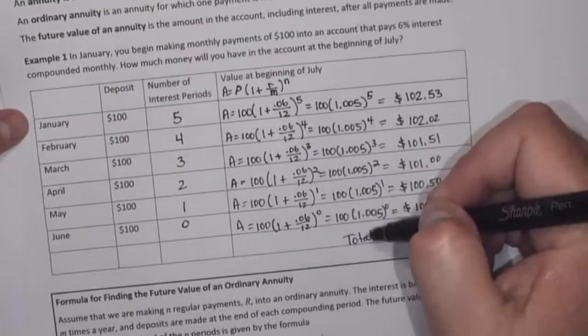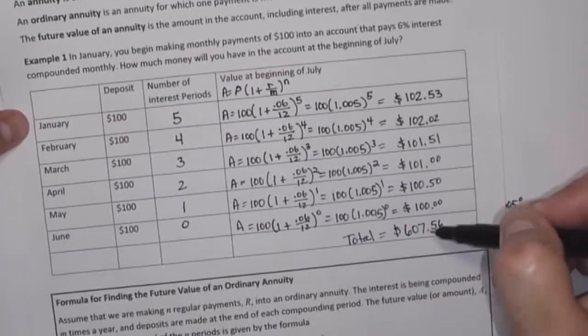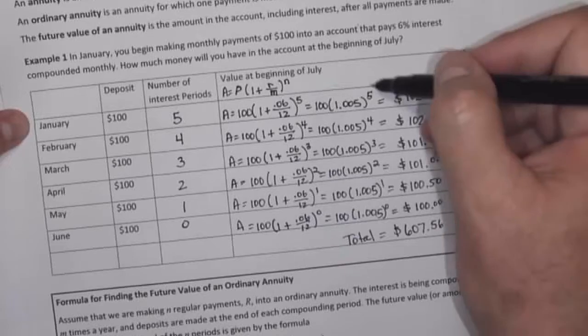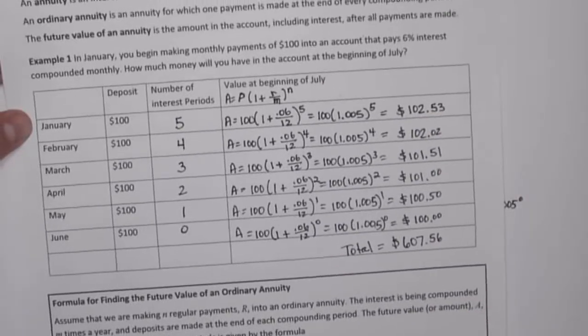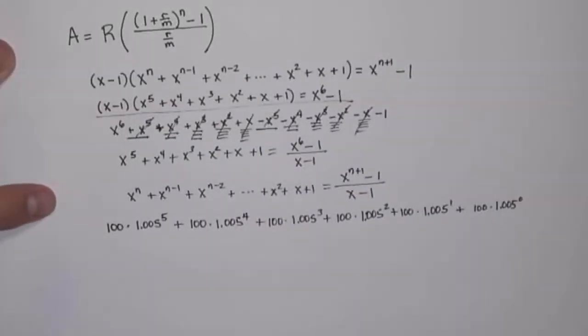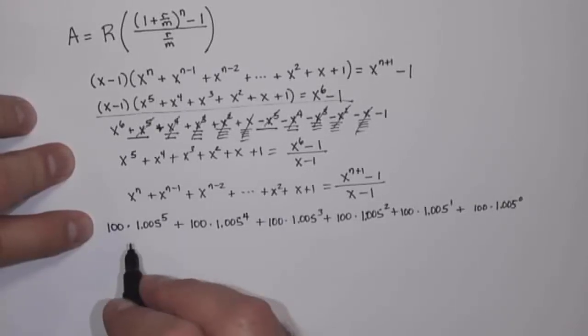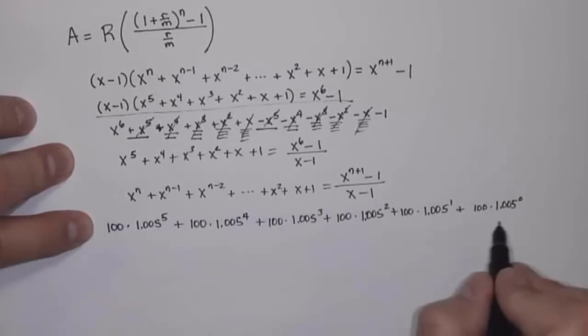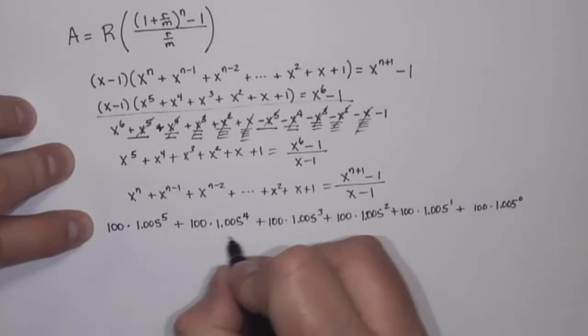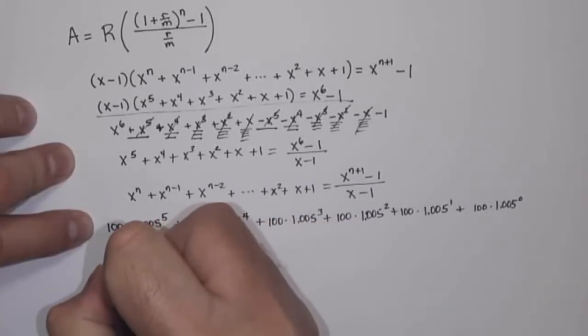We added these up. Now we multiplied them out to get the dollar value, but we added these up in order to get our total of $607.56. So again, if I use a little algebra here, each one of these terms has a 100 in it that could be factored out.